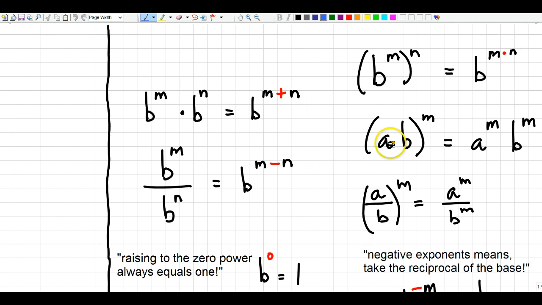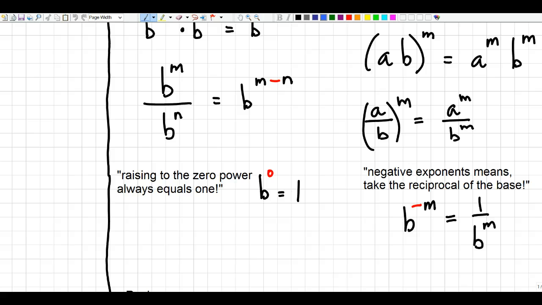When you have multiple bases going on, you can take the power that's on the outside and distribute it to the two pieces on the inside separately. So here we took away the parentheses and put the power with both bases separately. When you're dividing and there's parentheses, again that power can get distributed to the top and the bottom as separate pieces. Two additional properties here.